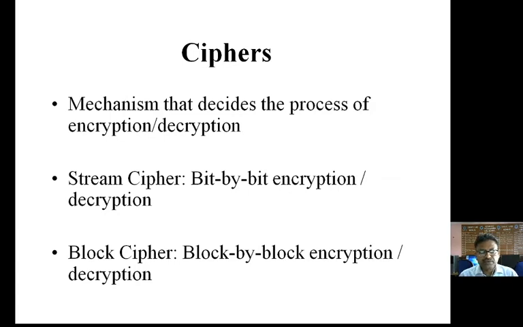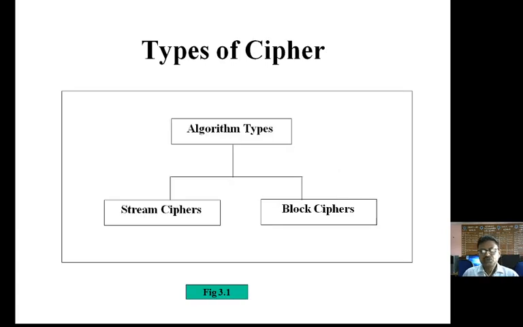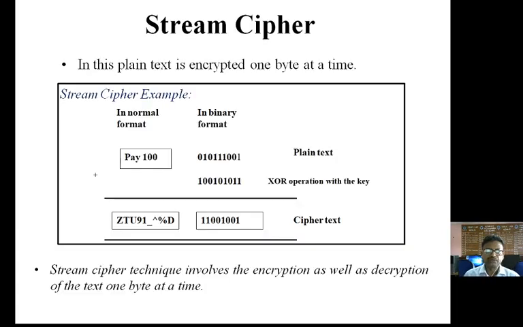So, as far as the ciphers are concerned, they are basically of two types, which is the mechanism by which we decide the process of encryption and decryption. The first one is the stream cipher, which is bit by bit encryption or decryption. And the second one is the block cipher, which is block by block encryption or decryption. So we have two types of algorithm, stream cipher and block cipher.